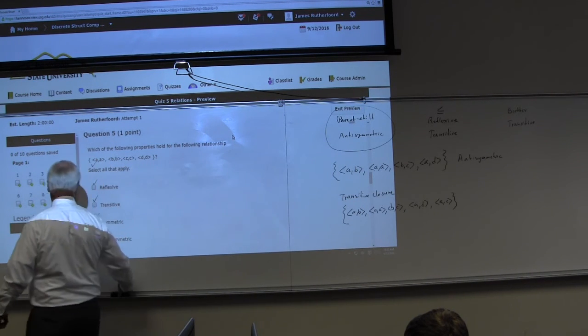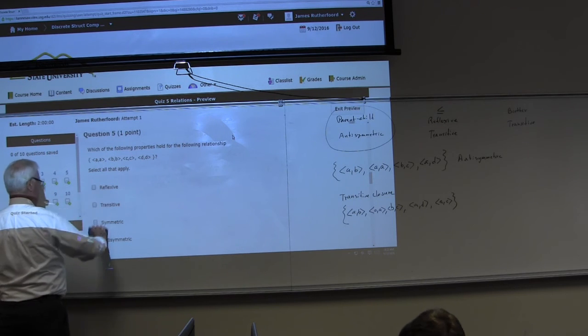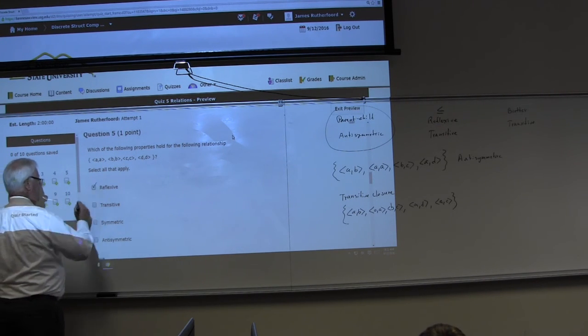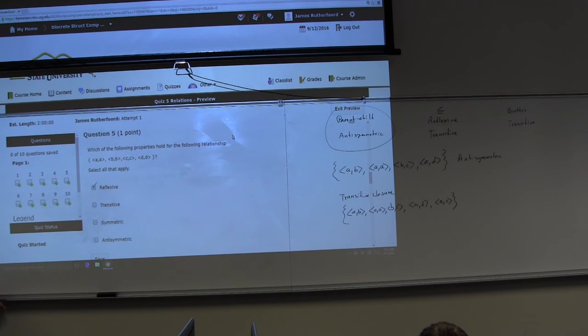What about this one? Just reflexive. Is it reflexive? It is, isn't it? Is it transitive? Well, what's transitive say? If AB and BC are in the set, then AC must be in the set. But the first part's false, therefore it is transitive.